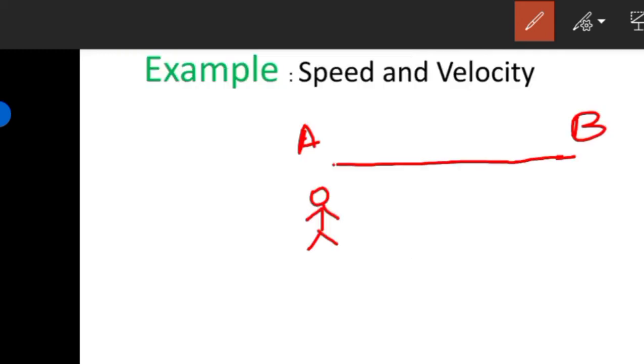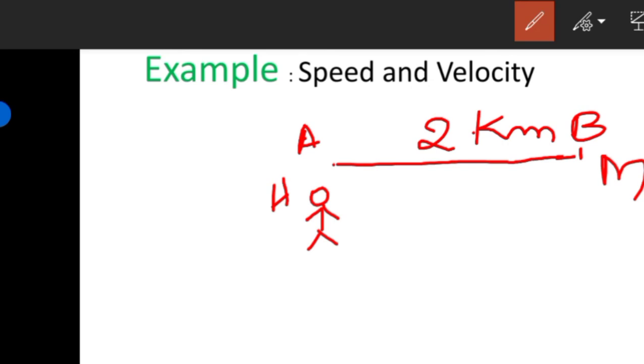Let us see an example to understand speed and velocity clearly. Let us take the same example of the small boy who is at rest at his home. Let the distance between the house and the McDonald's be 2 kilometers. So, let us take this position as McDonald's, and this is his house. The distance between his house and McDonald's is 2 kilometers.